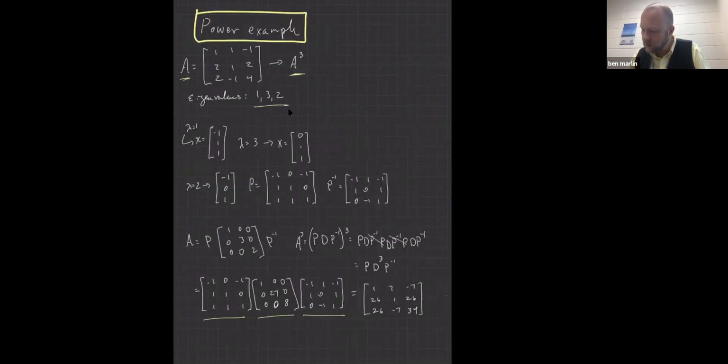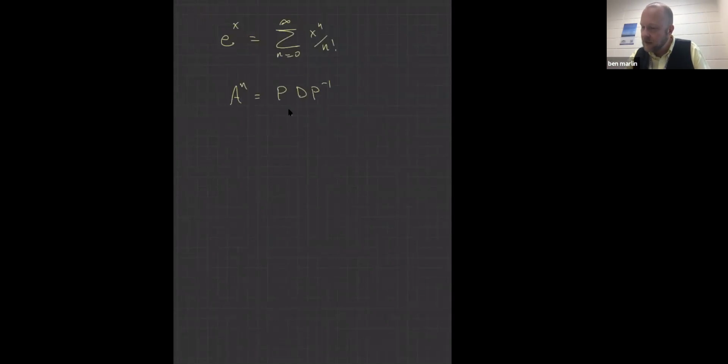So what was it? P, D, P inverse, right? Okay. And then put that to the nth power. But we just saw what happens on that: it is P, D to the n, P inverse, right? So if I divide that by n factorial, that means I'm just dividing those diagonal entries by n factorial.